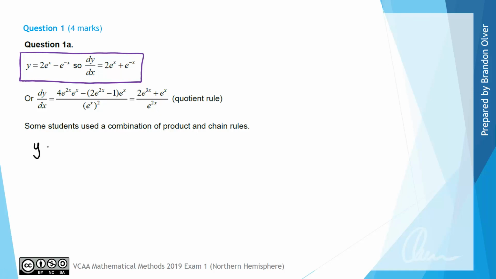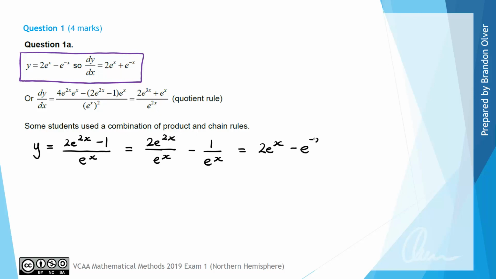So in the previous slide we saw that y was equal to (2e^(2x) − 1) divided by e^x. The examiners noted that you could turn this into 2e^(2x) divided by e^x, and then minus 1 divided by e^x, and that could be simplified to just being 2e^x, that's the first fraction simplified, minus e^(−x).